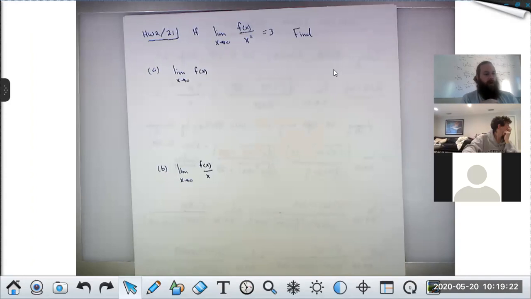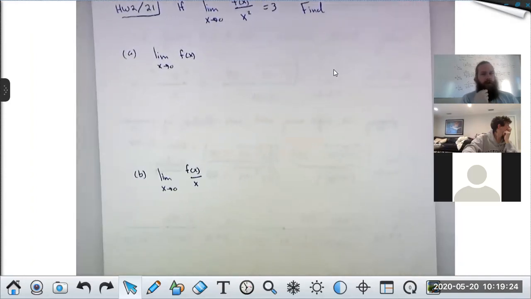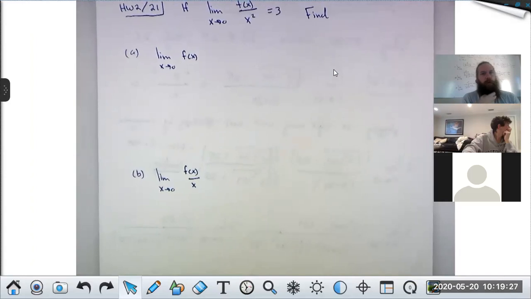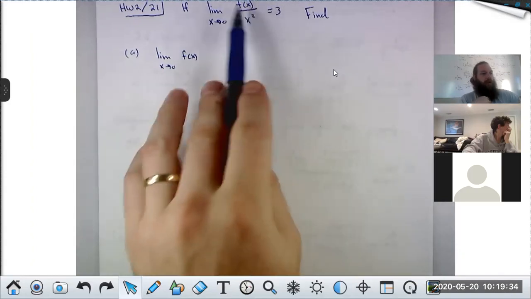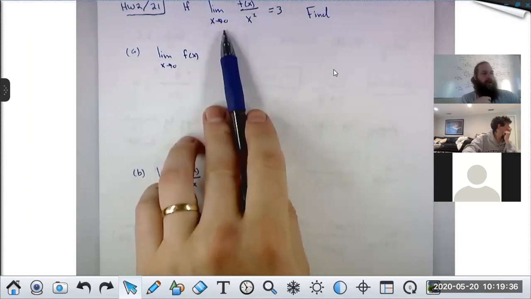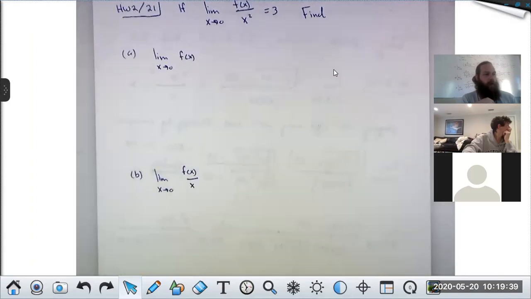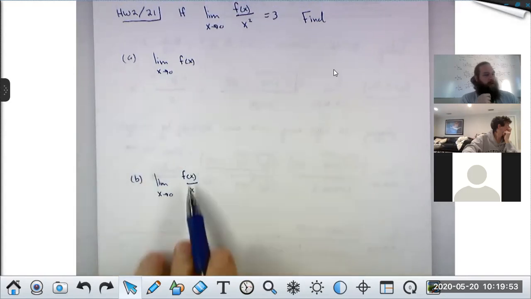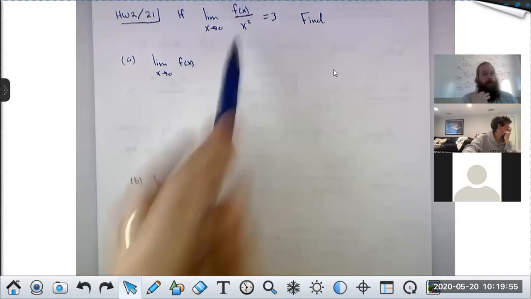And the idea here is that we should be able to use our limit laws somehow. But we don't have any sort of concrete stuff to work with. It's really very abstract. So all I know is that when you divide f of x by x squared and then send x to 0, you get 3 out. But I have no idea what the function f of x is, and there's nowhere near enough information for me to recover the function f of x. So what I need to do is, in each of these expressions, I need to make f of x over x squared show up somehow.